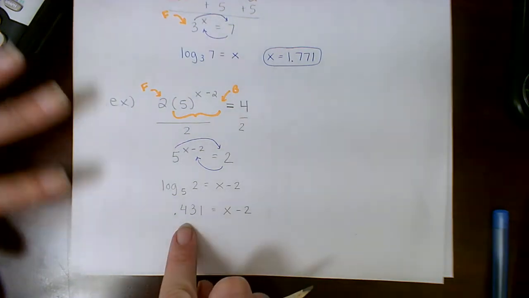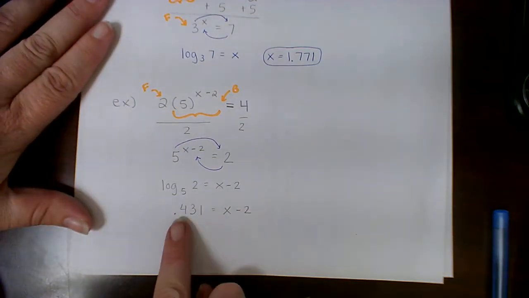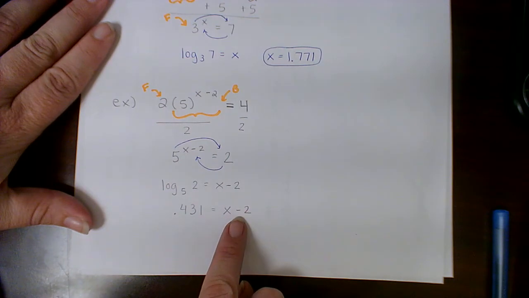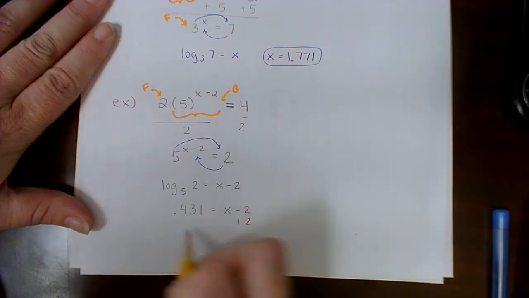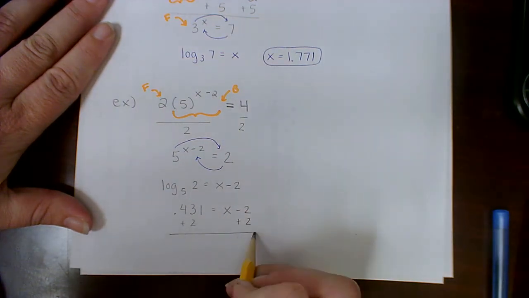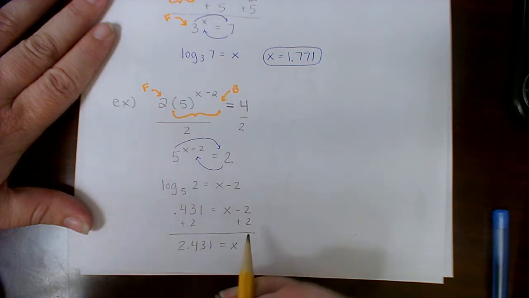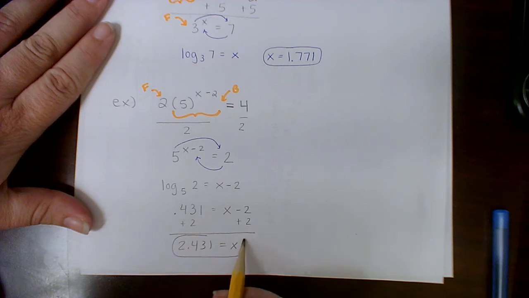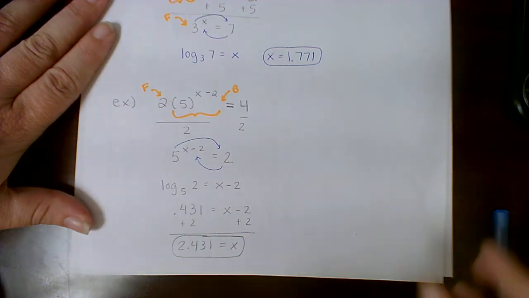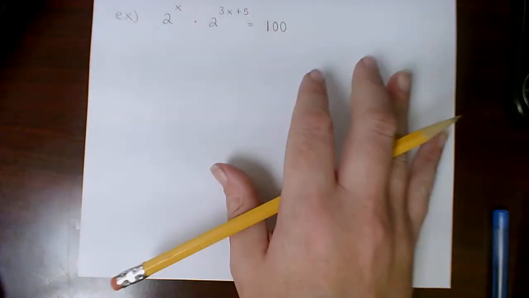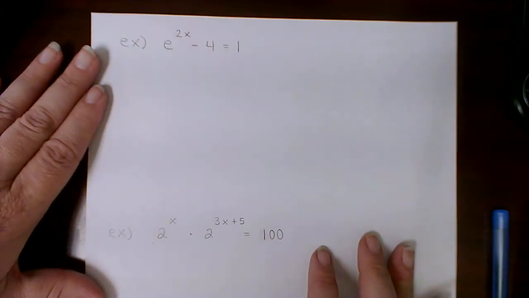Again, 3 decimal minimum. And you do want to note that we're not done in this case. The x is not by itself. So in order to get the x by itself, I will add 2 to both sides. And now I am finished. Halfway there, keep it up.